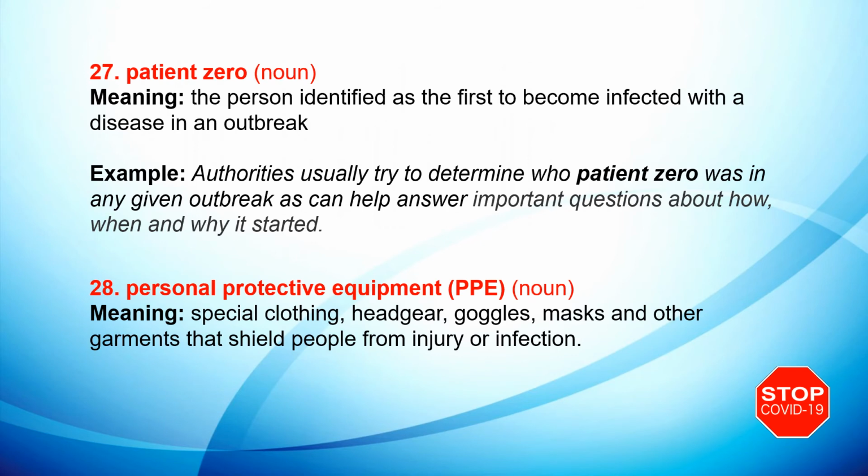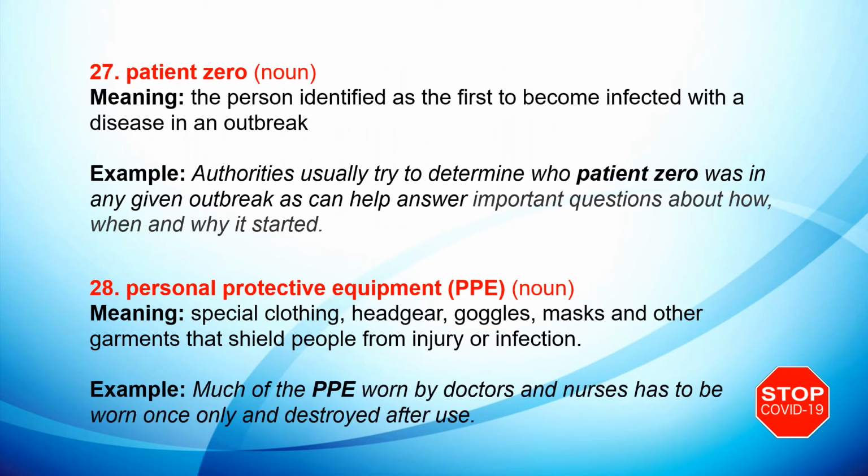Number 28, personal protective equipment, PPE. Personal protective equipment, PPE, as a noun, meaning special clothing, headgear, goggles, masks, and other garments that shield people from injury or infection. For example, much of the PPE worn by doctors and nurses has to be worn once only and destroyed after use.